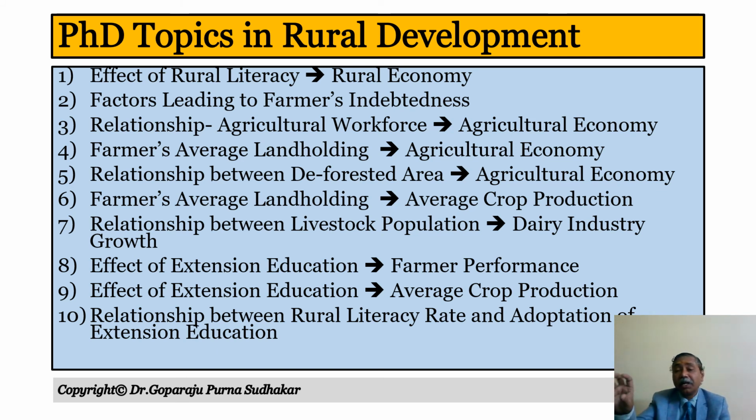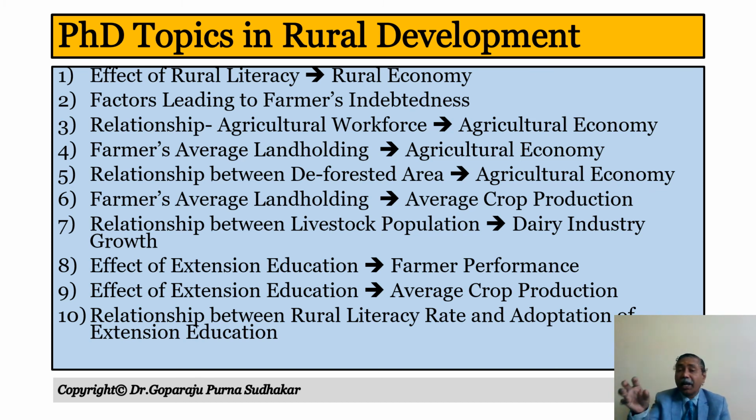The fragmentation of the land or consolidation of the land, which is contributing to the agricultural economy. Next, deforestation. What is its effect over the agricultural economy? We are deforesting and then cultivating in those areas. Is it really contributing to the agricultural economy? Right. So, farmers' average land holding and its effect over average crop production.